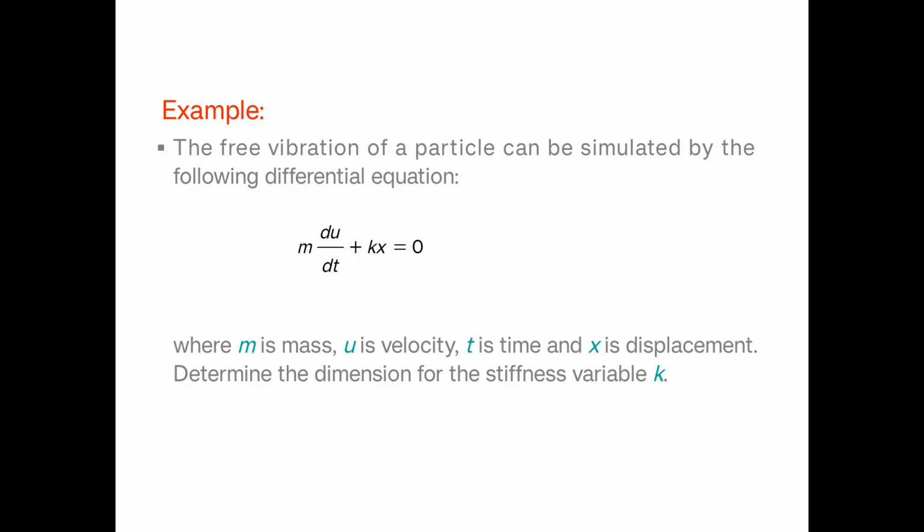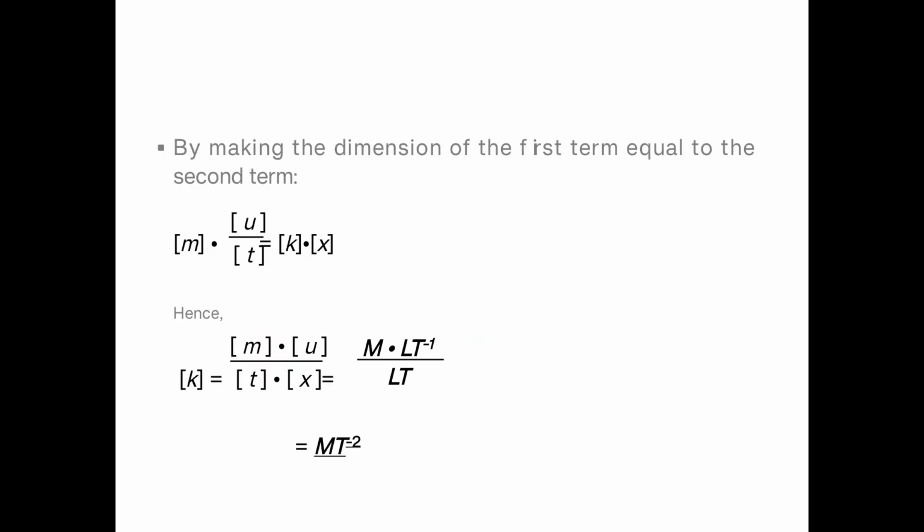Okay. So, if you want to define the dimension of an unknown stiffness of the spring, or the stiffness variable k, we can use this concept of fundamental dimensions and dimensional homogeneity, and we can get the dimension of the spring constant as mass divided by time square, which means kilogram per second square.